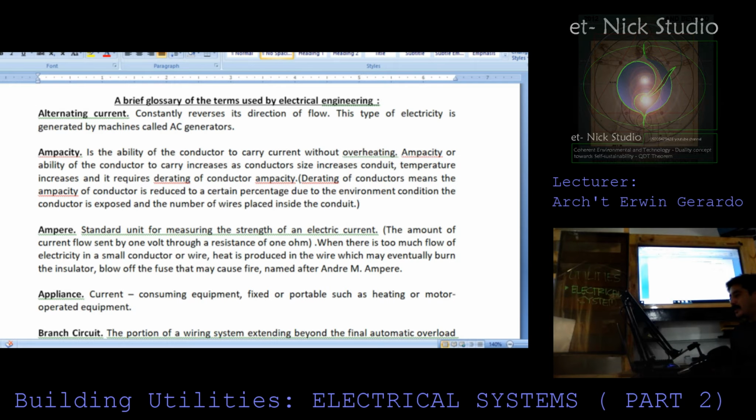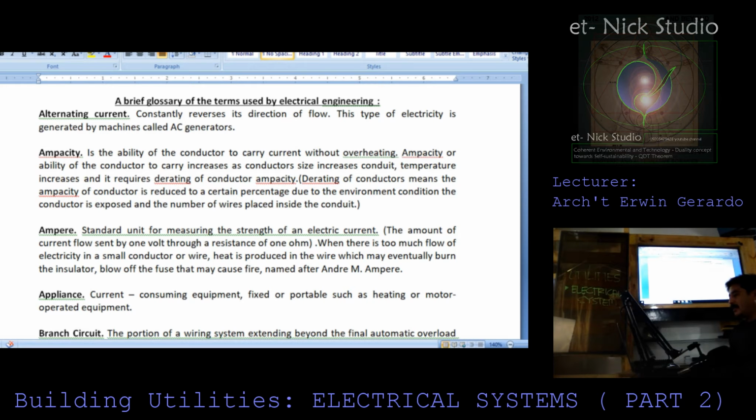Ampacity is the ability of the conductor to carry current without overheating. Ampacity, or the ability of the conductor to carry current, increases as the conductor's size increases. When conduit temperature increases, it requires derating of the conductor ampacity. The derating of conductors means the ampacity of the conductor is reduced by a certain percentage due to the environmental condition to which the conductor is exposed, and the number of wires placed inside the conduit.